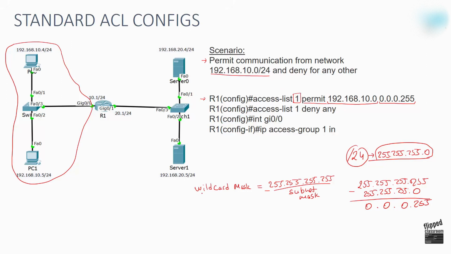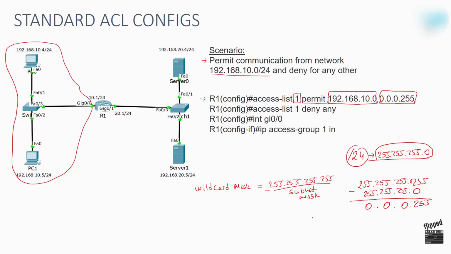So the wildcard mask is actually the inverse of the subnet mask, and it defines the number of useful hosts inside the network. It also defines the prefix value. If we have to permit a full network here, we just write access-list 1 permit, define the network address, and define the prefix through the wildcard mask.